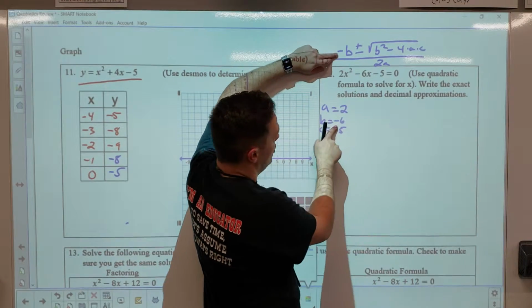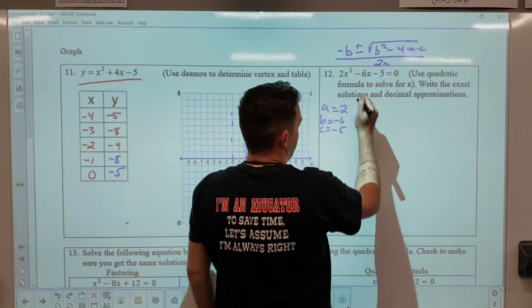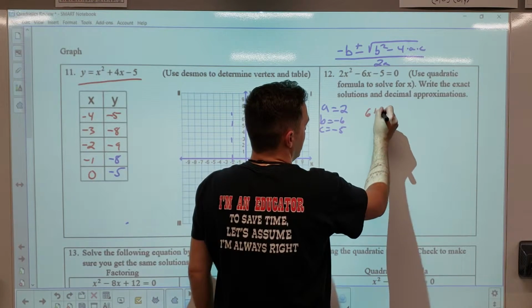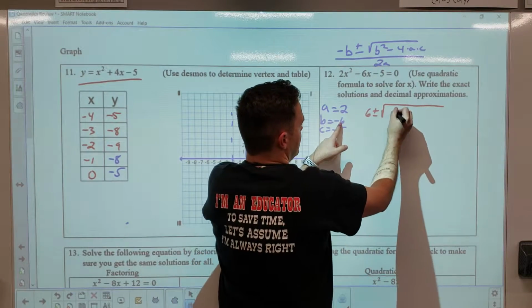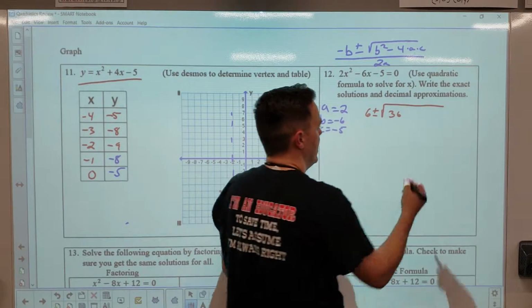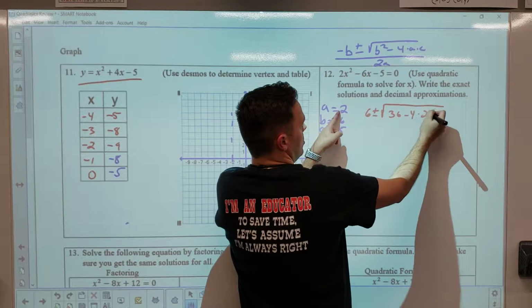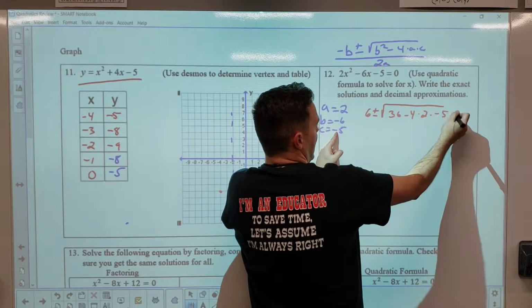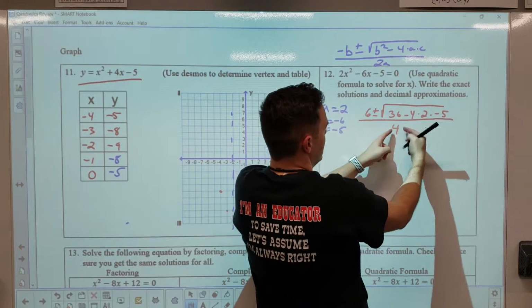Negative b, so negative 6, would be 6, plus or minus the square root. 6 squared is 36. It doesn't matter that it's negative because a negative times a negative is a positive. Negative 4 is already there, times 2 times negative 5. And then you divide that by 4. 2 times 2 is 4.